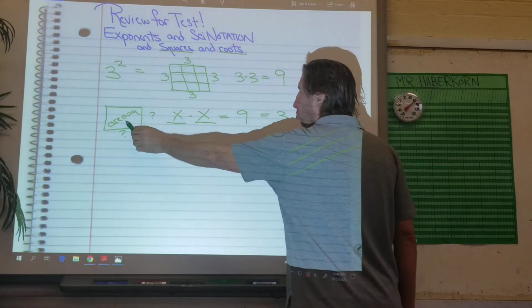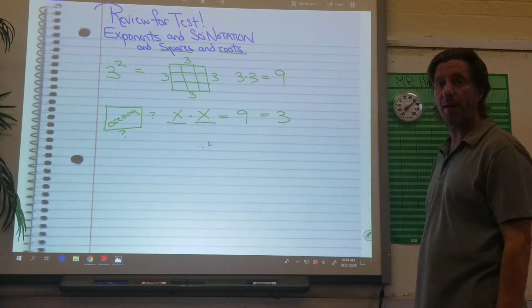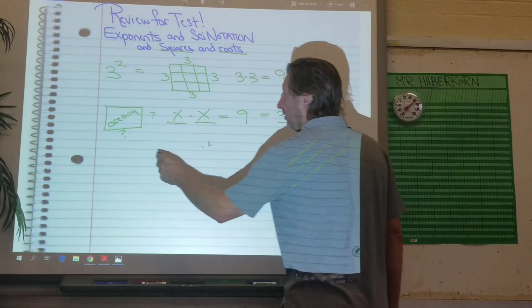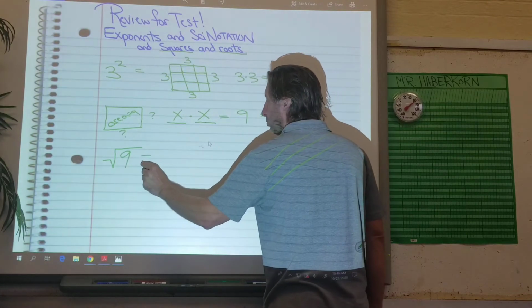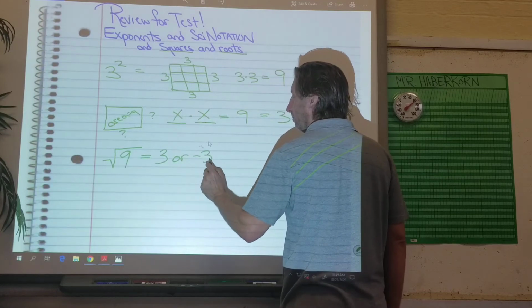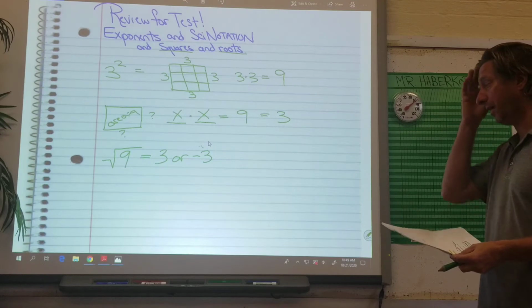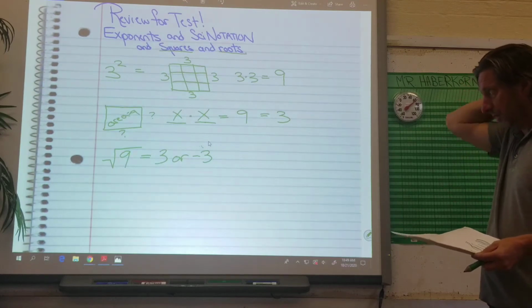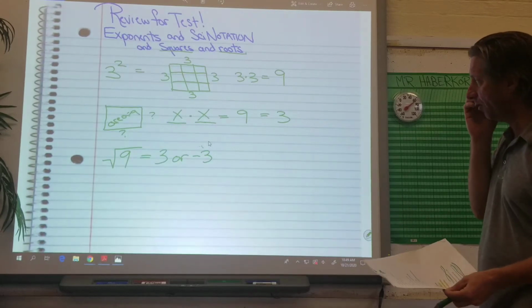Now when they show you the square, that means your answer is only positive. But if they just give you this, square root of 9, you would say the answer is 3 or negative 3. You gotta put them both, right? Both of them must be there, all right? They'll probably say, what are all the answers for the square root of 9? You'd have to say 3 or negative 3, all right?